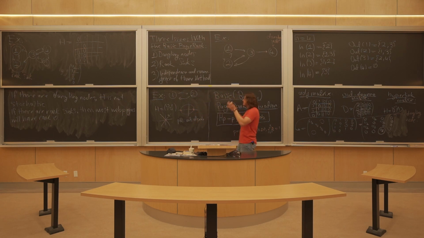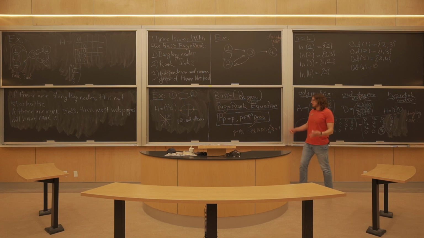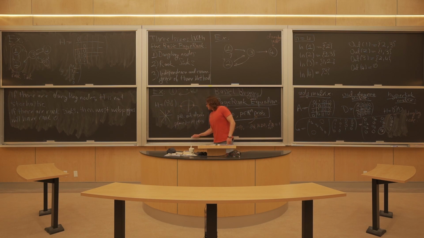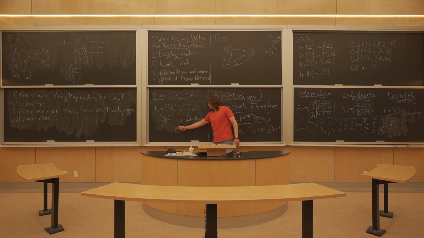You start with some initial probability. You just figure something out. And then you keep iterating. So you say P of m plus 1 equals h times P of m. And you hope that for large m, where m is your time now, this gives you a good approximation for your PageRank vector. But the problem with this is that this procedure is going to be very volatile.